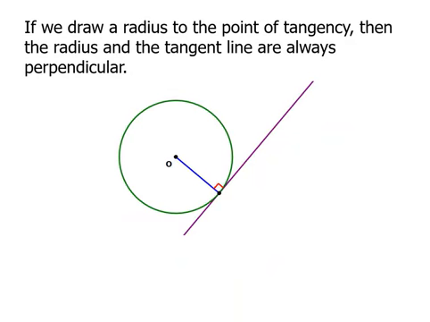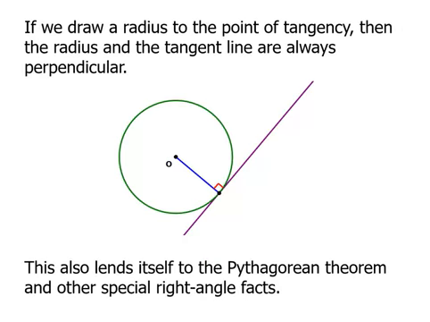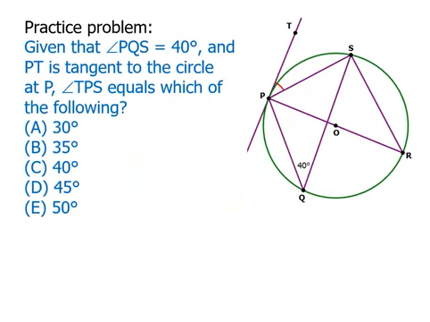If we draw a radius to the point of tangency, the radius and the tangent line are always perpendicular. That's a really important fact, and the test loves that fact too. Notice that this lends itself to the Pythagorean theorem and other special right angle facts. And so there's all kinds of things that can be implied once you have a right angle. Here's a practice problem. Pause the video and then we'll talk about this.